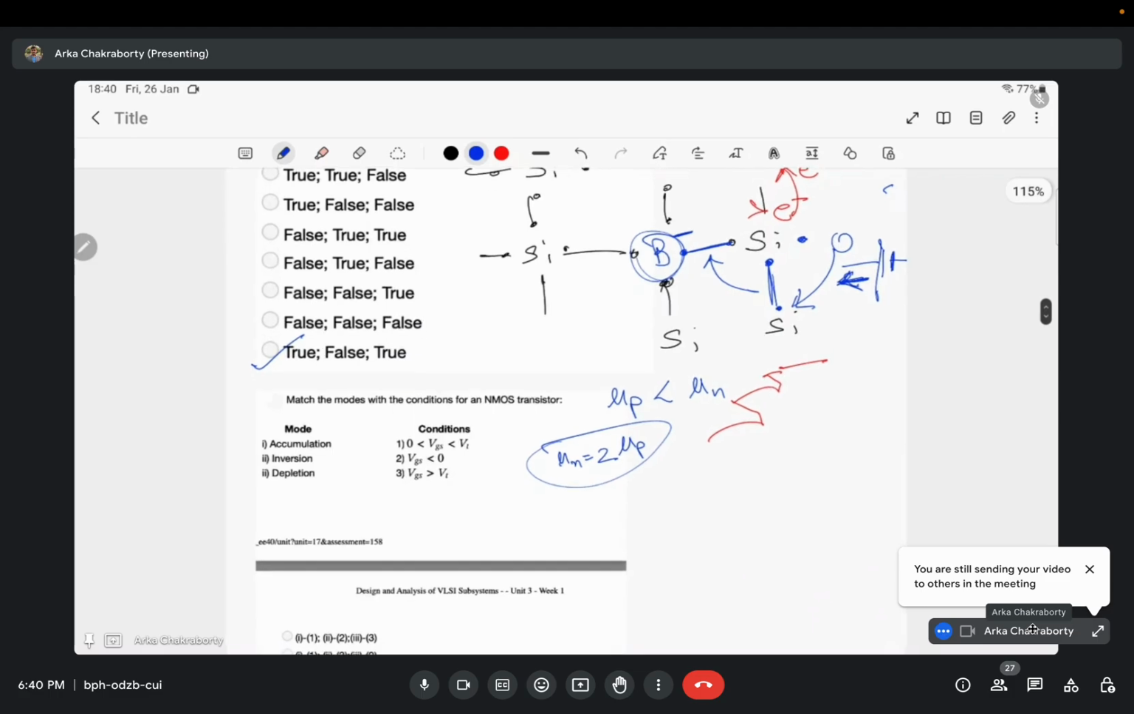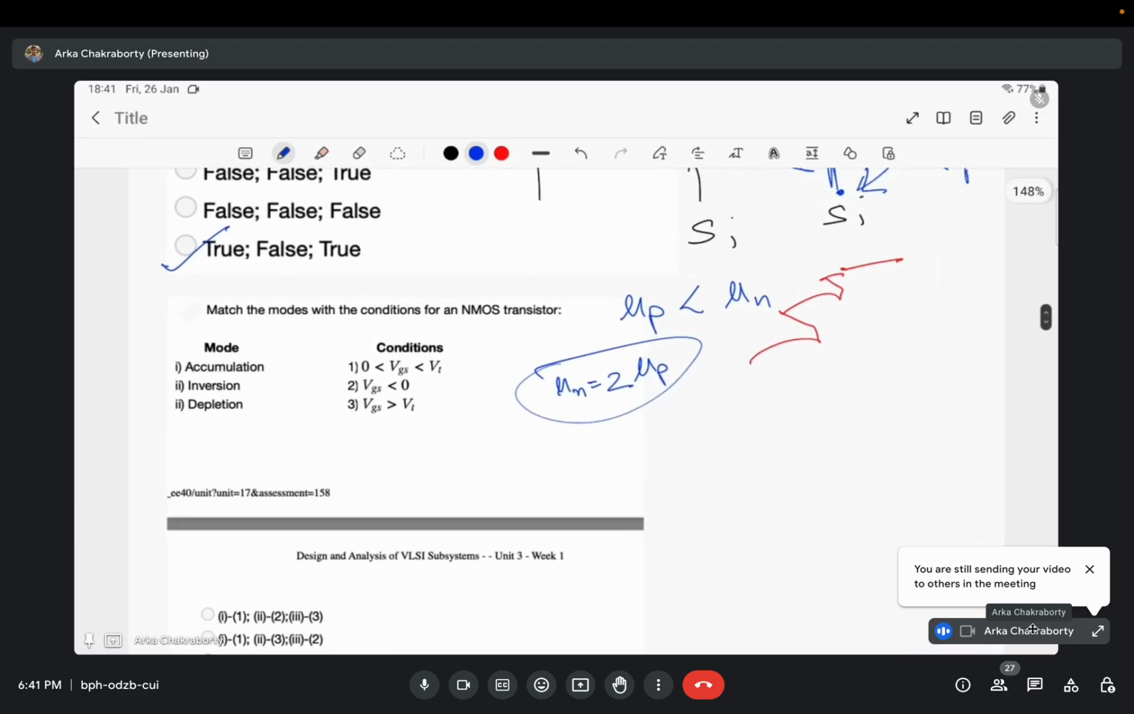Okay. Now let's move to the next question. It is talking about an NMOS transistor. I would like to give you a basic introduction about how a MOS capacitor works, but let's go through the questions first, and then I'll give you a quick overview of what is happening in a MOS capacitor, so we'll understand what accumulation, depletion, and inversion are. And I hope sir has already covered that in the class.